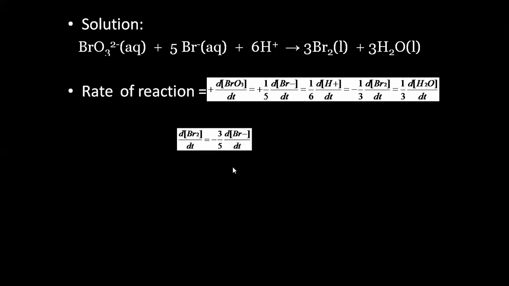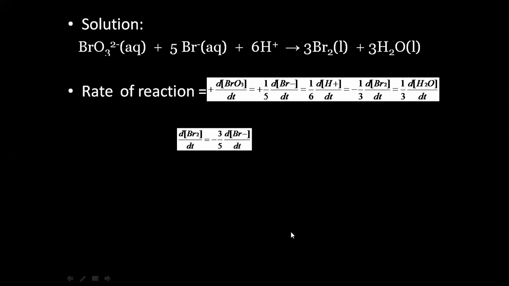Now we have to relate these. How can we relate them? Relating bromine with bromide, this is what I'll be getting: d[Br2]/dt will be equal to, relating this, minus, and obviously this will be plus, so minus 3/5 d[Br^-]/dt. That is how we solve this kind of problem based on chemical kinetics.